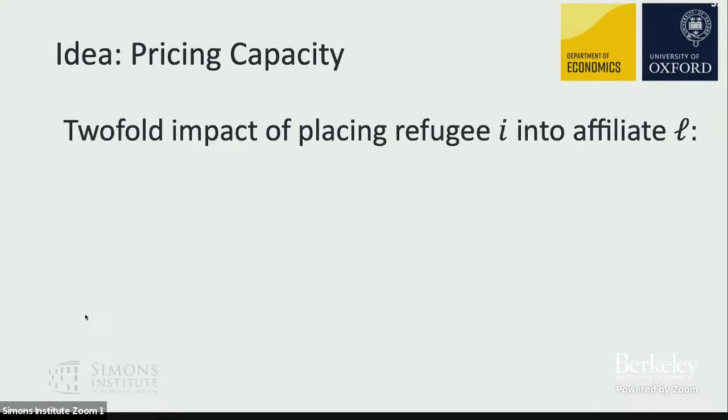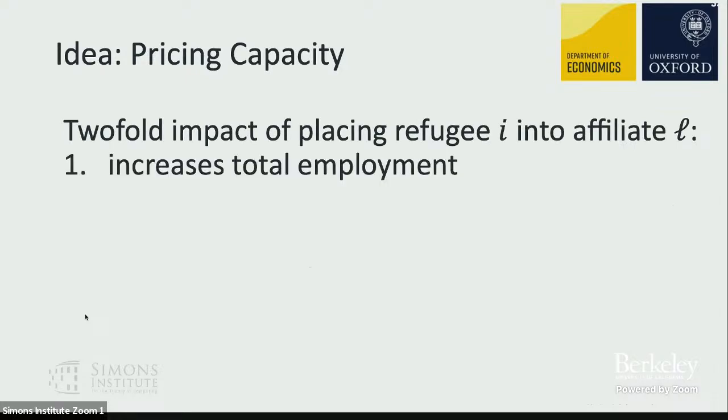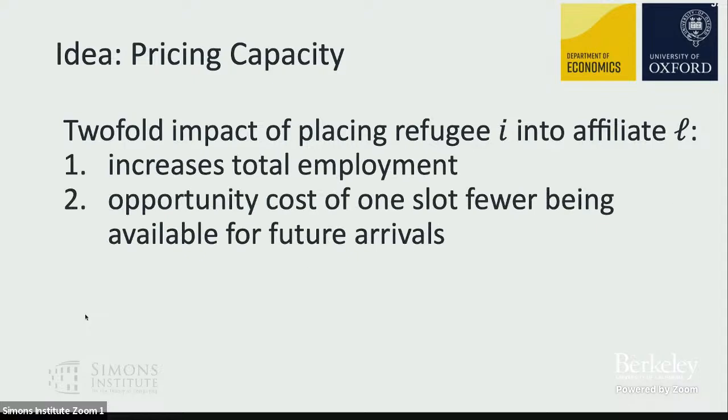So the idea of price and capacity. When you place a particular refugee family into an affiliate, there are two things that happen. One, it increases employment. That's the obvious thing. But the other thing it's doing is taking away somebody else's slot. And what the myopic algorithm doesn't do is take that into account. It doesn't take into account opportunity cost. I put it in this language because it really makes sense to me as an economist, but if you like thinking about it in prices, I think it's actually quite nice.